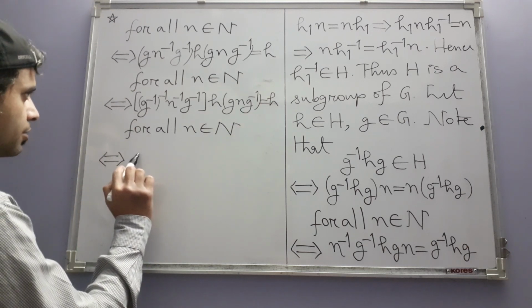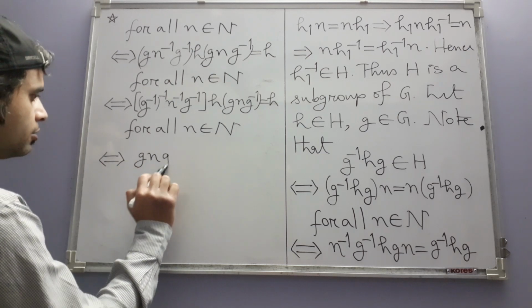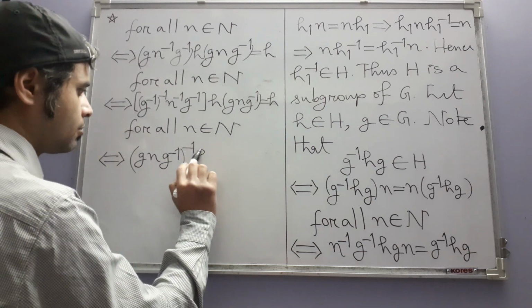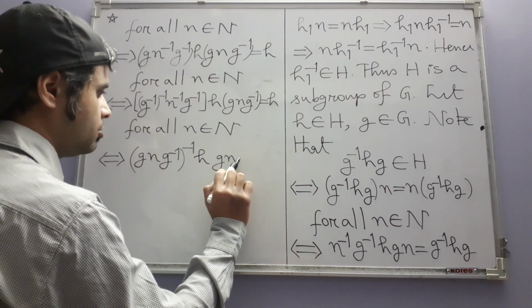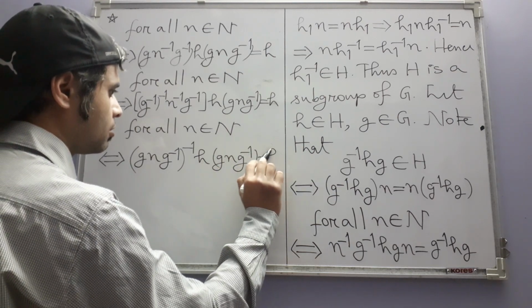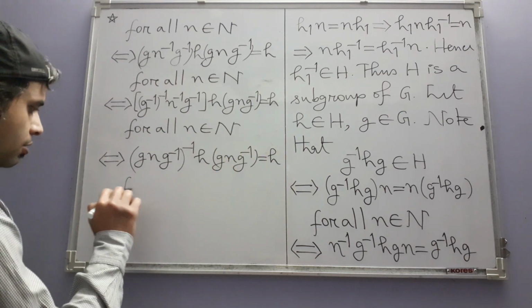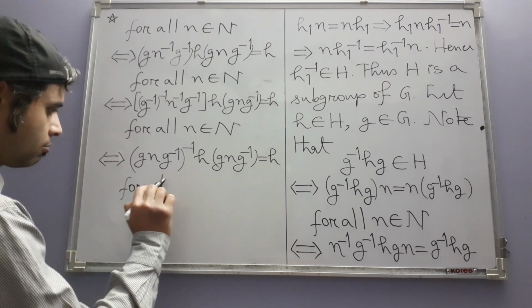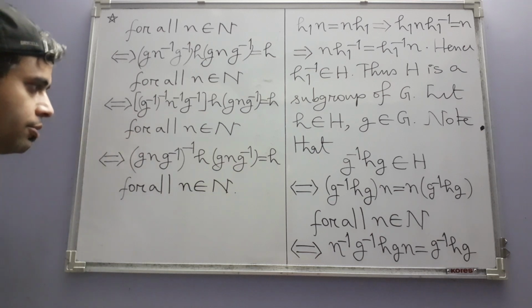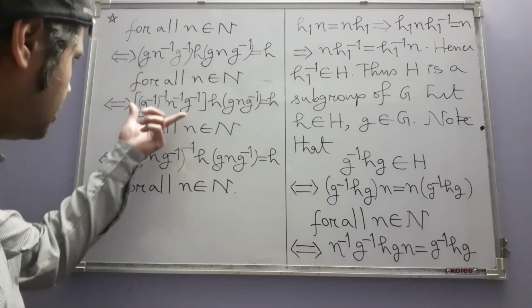This is just G n G inverse whole inverse H G n G inverse is equal to H for all n belonging to N. Okay, so the question of this being the inverse.